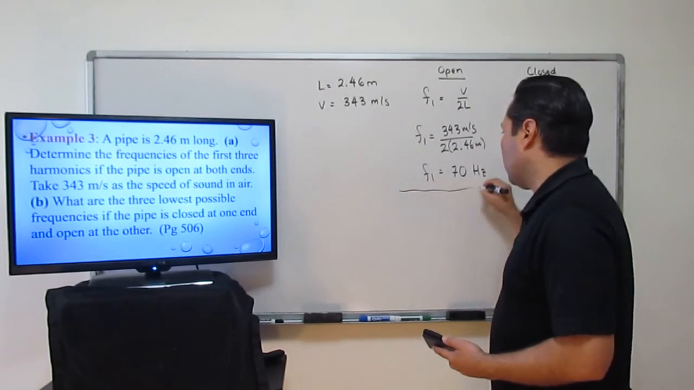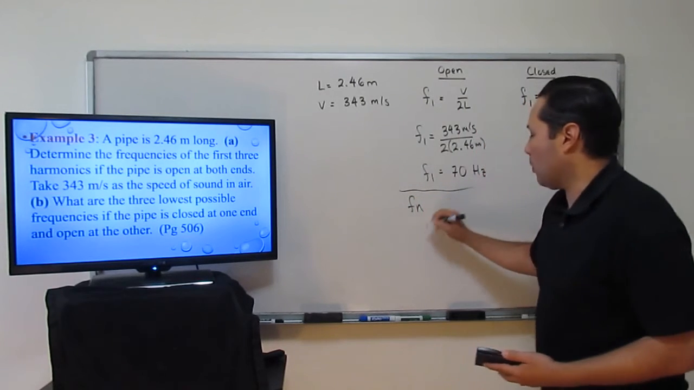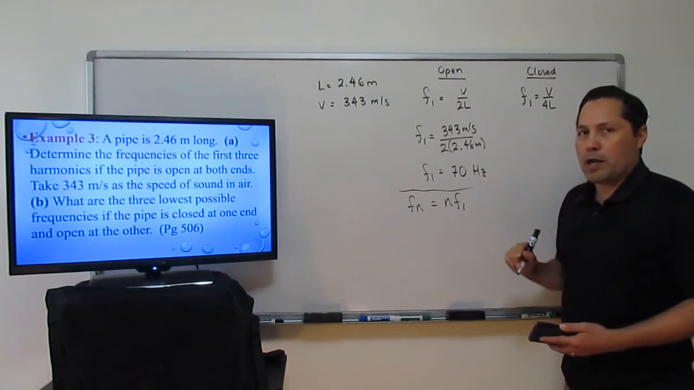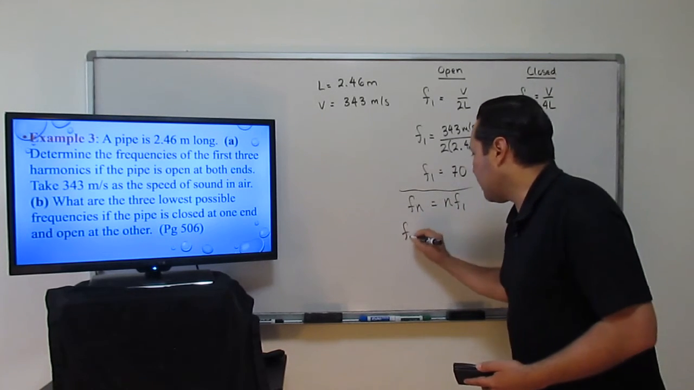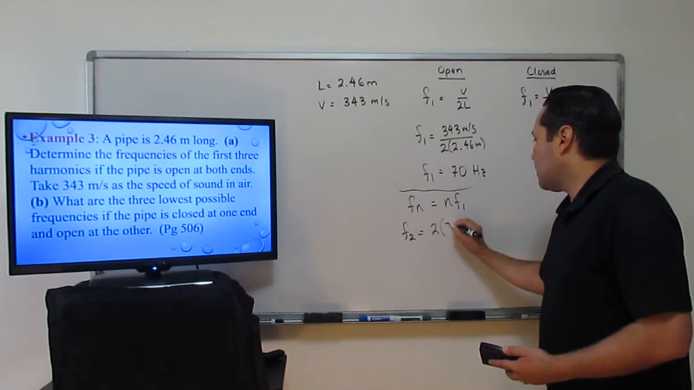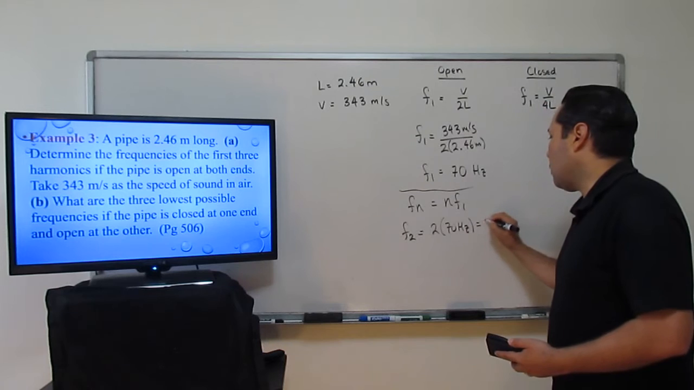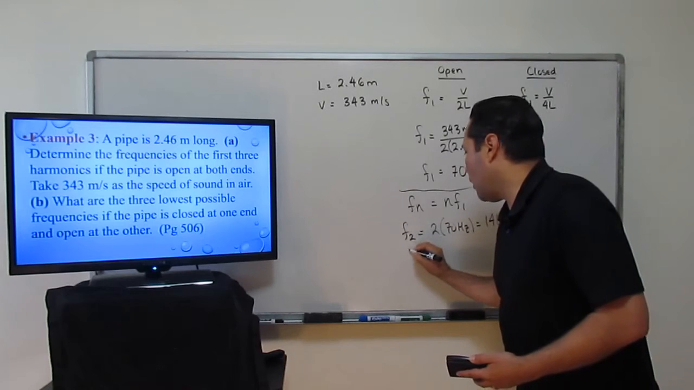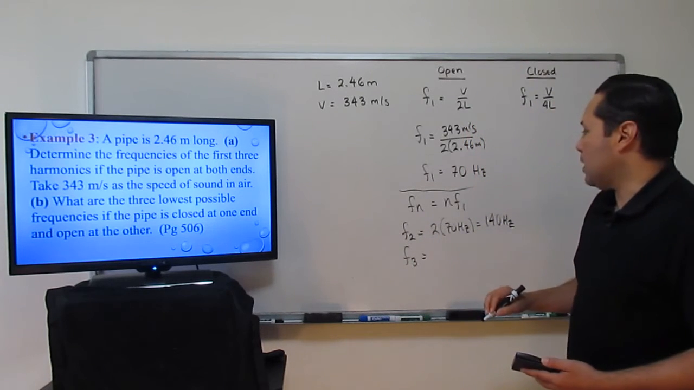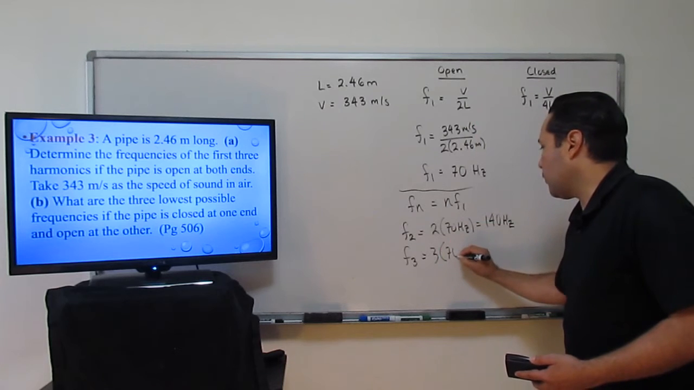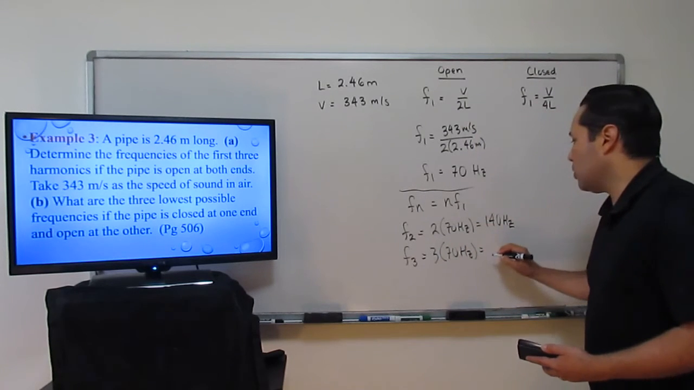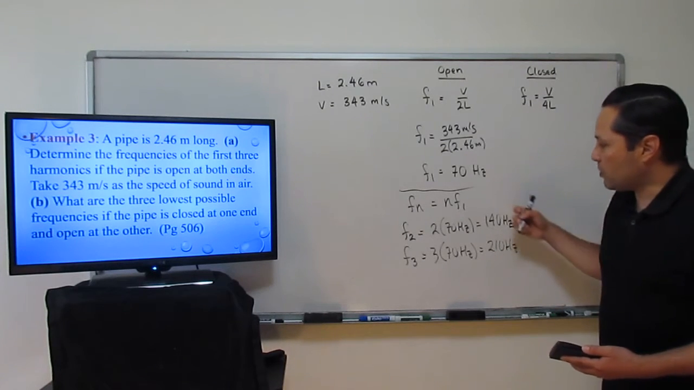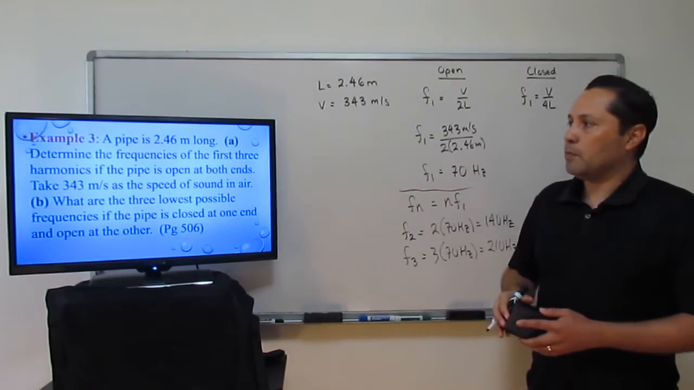So for the next part, to get those, it will be this formula: Fn is equal to n times the first harmonic. So for our second frequency, it will be 2 times 70, so it'll be 140. And next, for our third, that's going to be 3 times the fundamental frequency, which is 70 hertz, so it's going to be 210 hertz. And those will be the answers for the first, second, and third harmonics for part A.